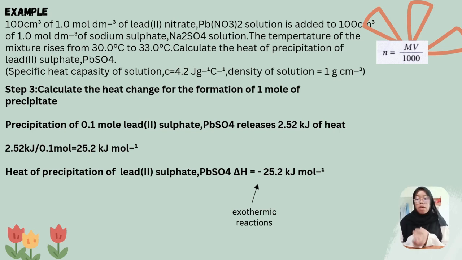Using the formula delta H equals heat change over number of moles of precipitate formed, we can know the heat of precipitation of lead sulfate. So 2.52 kilojoule over 0.1 mole, we got the answer 25.2 kJ mol^-1. So the final answer we got for heat of precipitation of lead sulfate is negative 25.2 kJ mol^-1. The negative sign shows that this is an exothermic reaction.